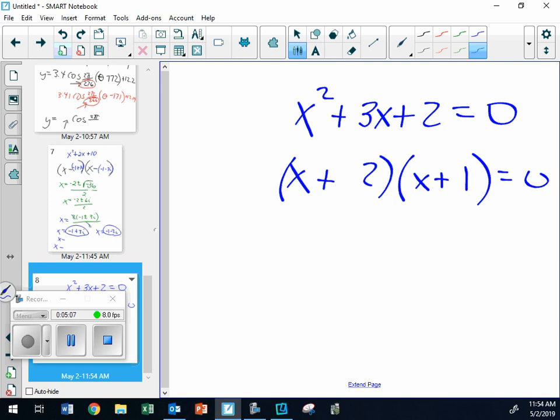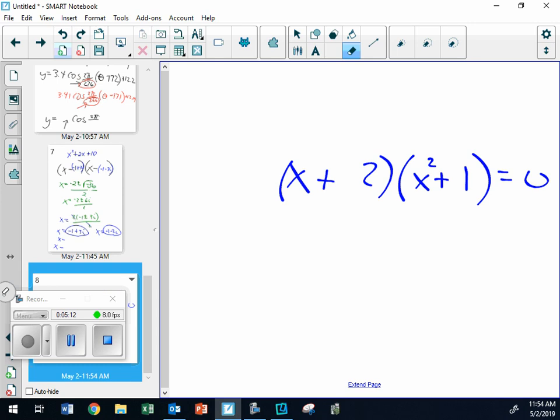What if this had been an x squared plus 1? Then could you factor it further if you used imaginaries? Yes, you could. Let's see if you remember how to do that.